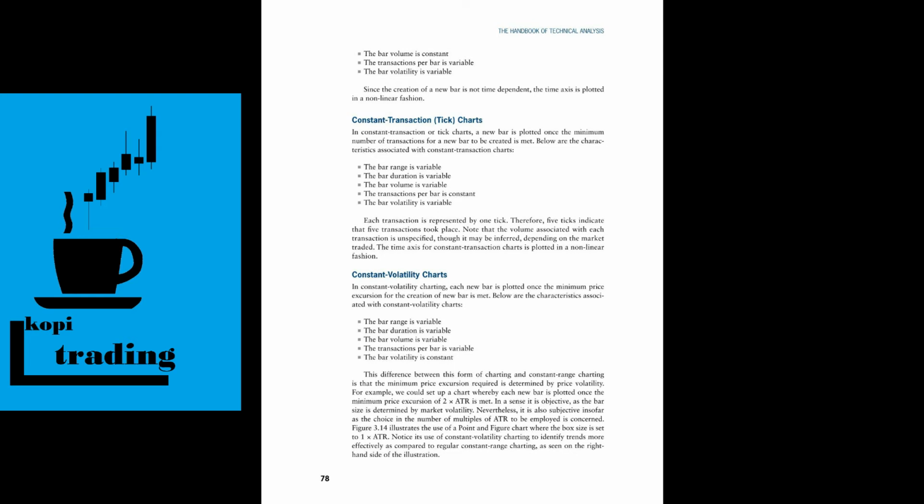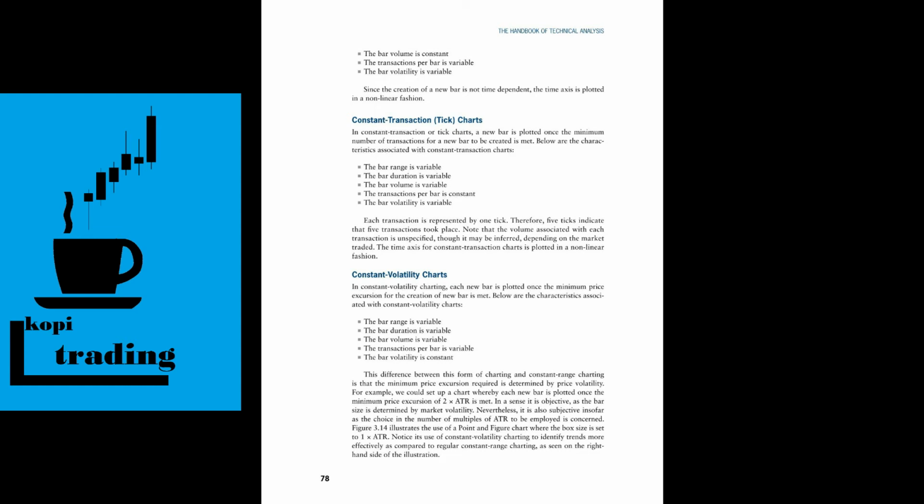For example, we could set up a chart whereby each new bar is plotted once the minimum price excursion of 2x ATR is met. In a sense, it is objective, as the bar size is determined by market volatility. Nevertheless, it is also subjective insofar as the choice in the number of multiples of ATR to be employed is concerned. Figure 3.14 illustrates the use of a point and figure chart where the box size is set to 1x ATR. Notice its use of constant volatility charting to identify trends more effectively as compared to regular constant range charting, as seen on the right-hand side of the illustration.